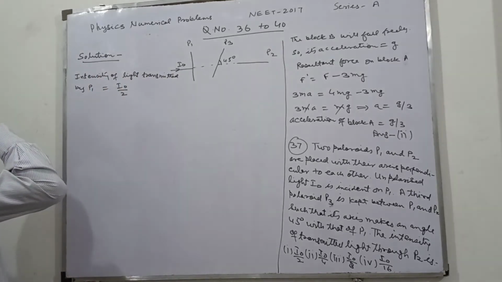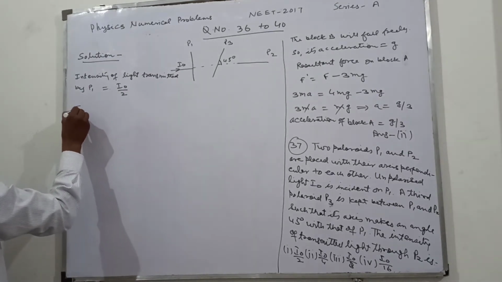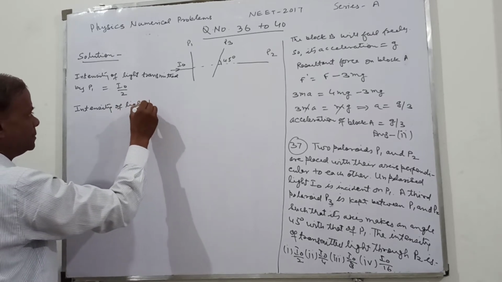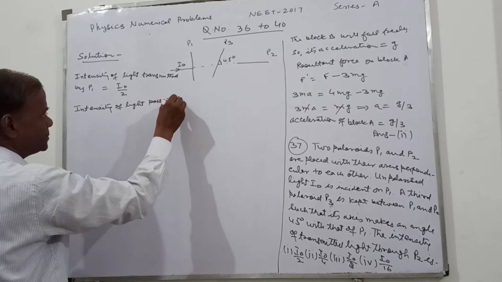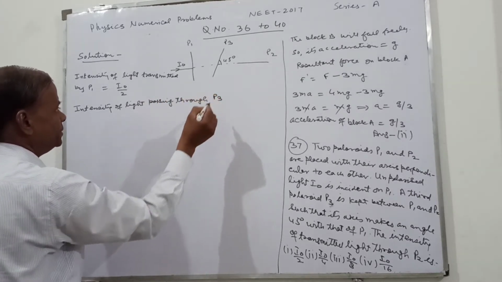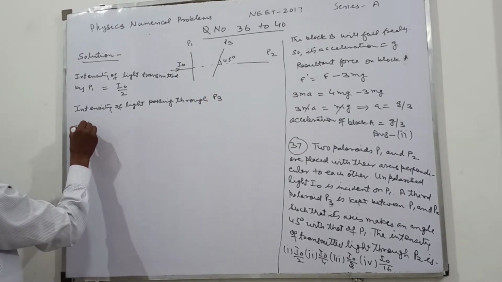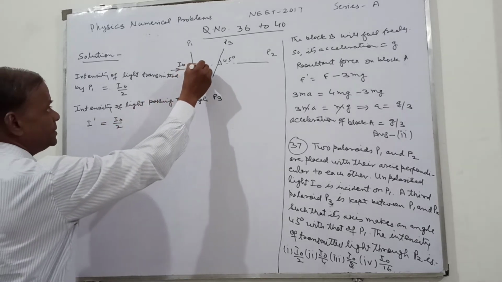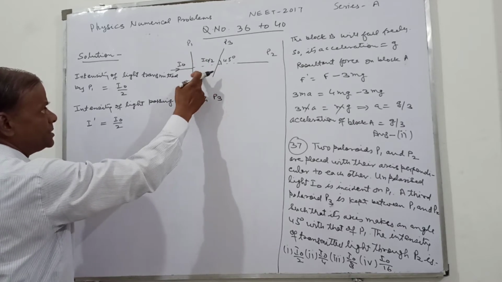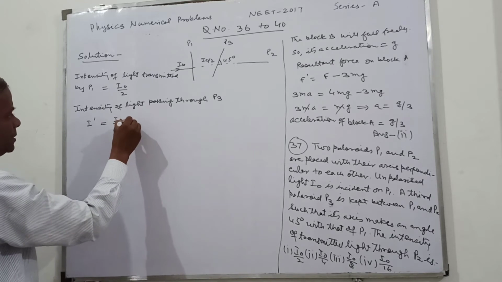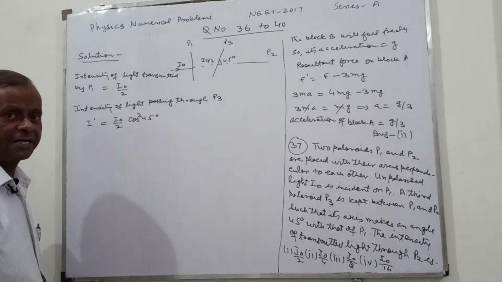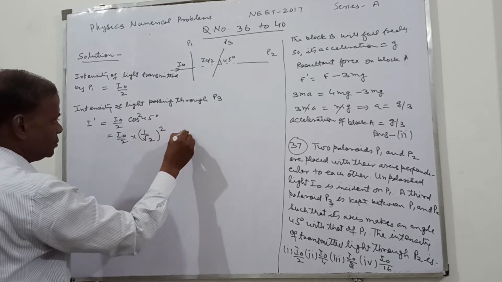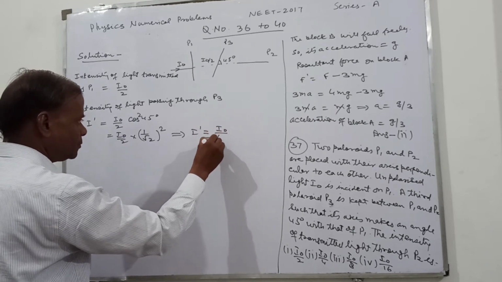Now for P3, the intensity of light passing through P3, say I dash. I naught upon 2 is the intensity falling on it, the peak value of the intensity. Then cos square 45 degrees, applying Malus law. So I dash equals I naught upon 2 into 1 upon root 2 whole square, which gives I dash equal to I naught upon 4.